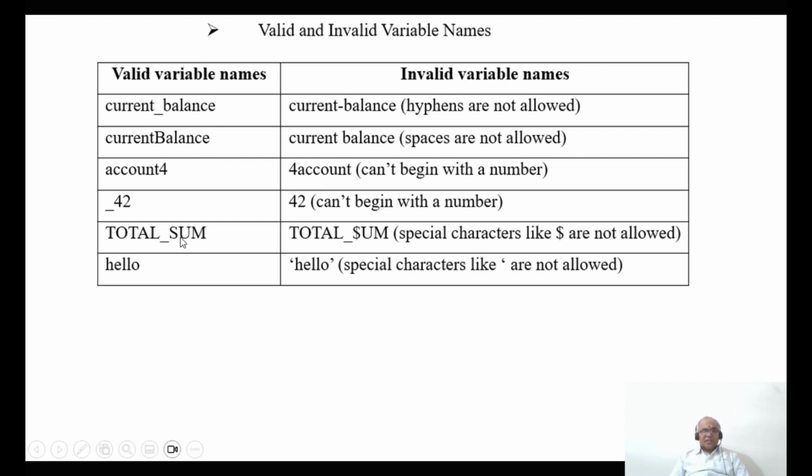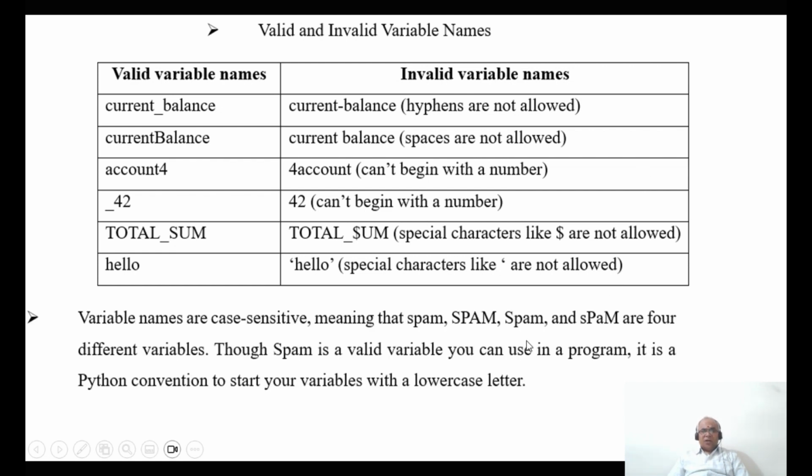Total underscore sum is okay. Total underscore $UM is invalid because special characters like the dollar sign are not allowed. Hello is allowed. 'hello' with open and close quotes is not allowed, since special characters like quotes are not allowed in a variable name. So this is how it works.